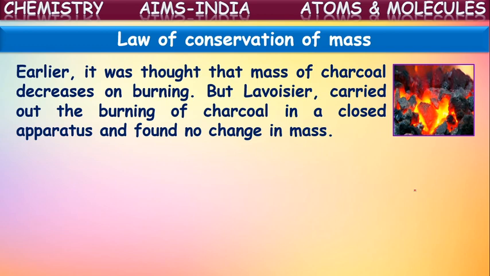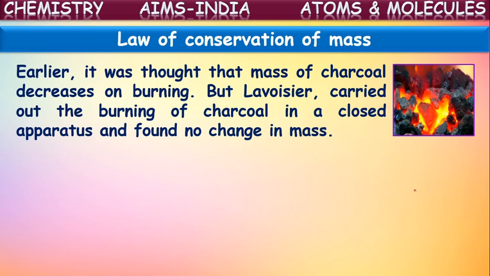But Lavoisier carried out the burning of charcoal in a closed apparatus and found no change in the mass. So he did the same burning of charcoal experiment, but in a closed apparatus, and he finally found there is no change in the mass. What is happening practically here? Charcoal is a solid substance, so we can calculate its mass very carefully and accurately. But when you burn it, it produces certain gases like carbon dioxide and water vapor. Those escape from the container.